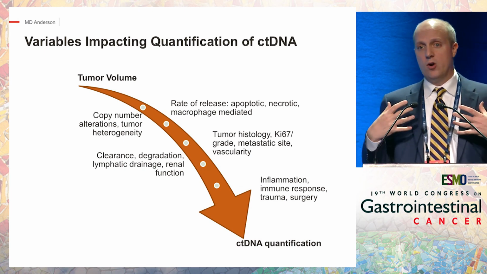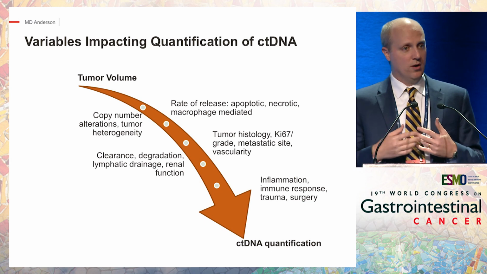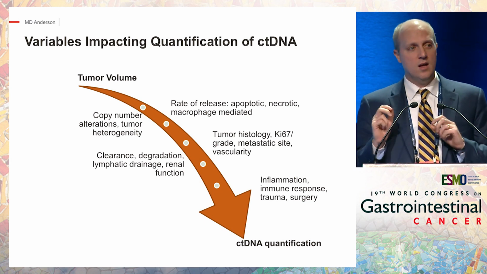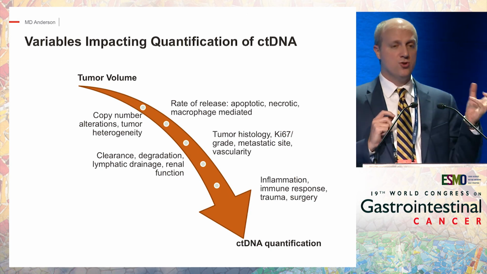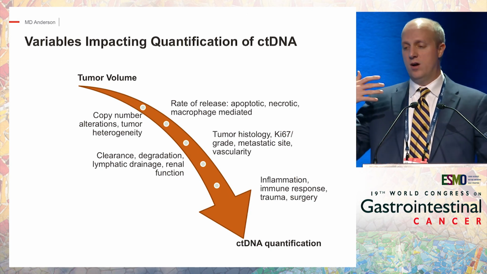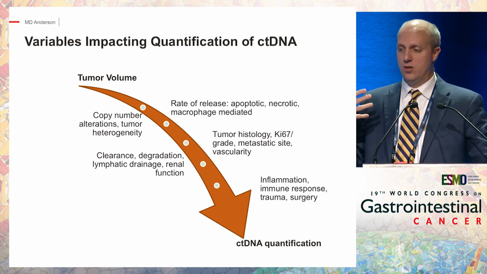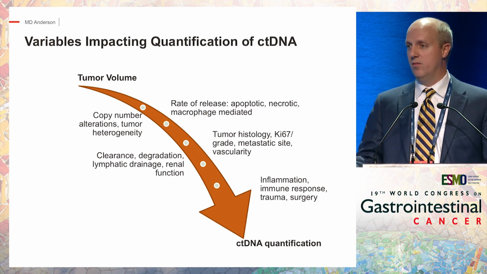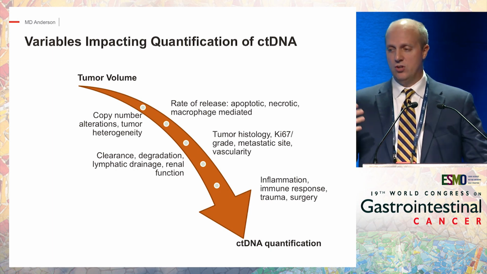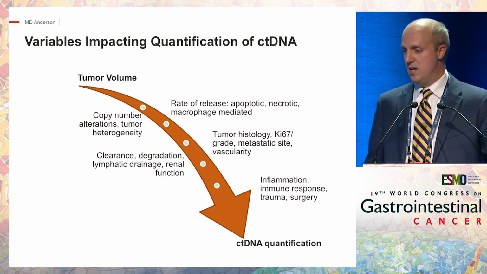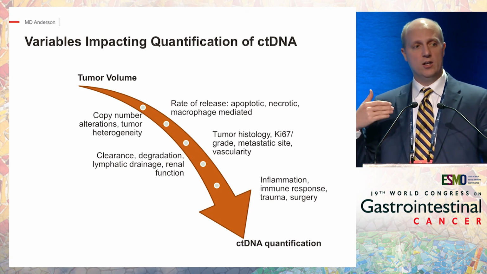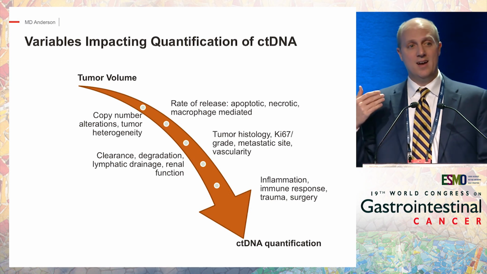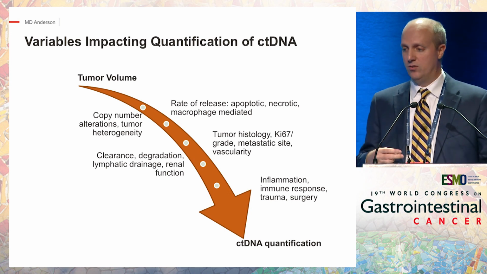Now, there are a lot of variables, and I think it's important to highlight this at the beginning, that actually impact the quantification of ctDNA. While tumor volume is a major component of that, there's also the concept of the copy number alterations, the tumor heterogeneity that we'll get into, the rate of release of the DNA from apoptosis, necrosis, or macrophage mediated, the tumor histology, the grade of the tumor, the replication rate of the tumor, and data about metastatic site playing a role in this as well.